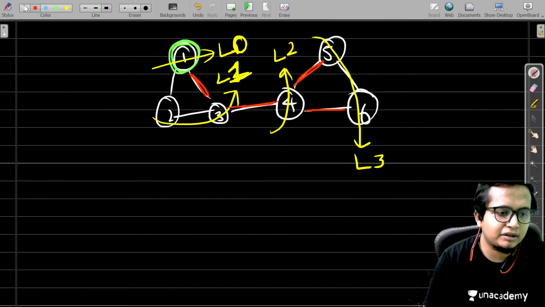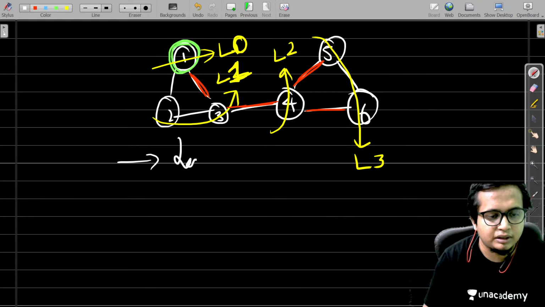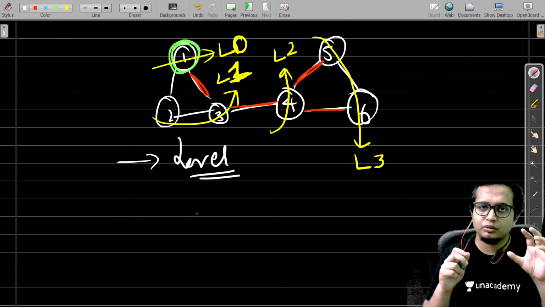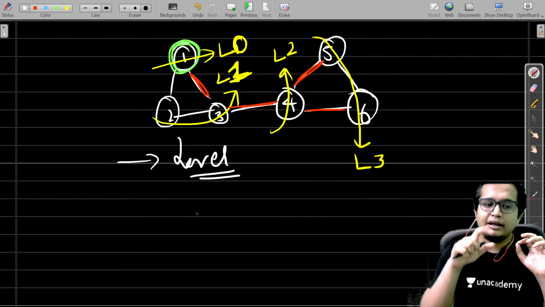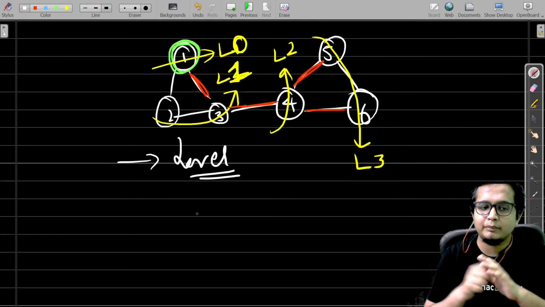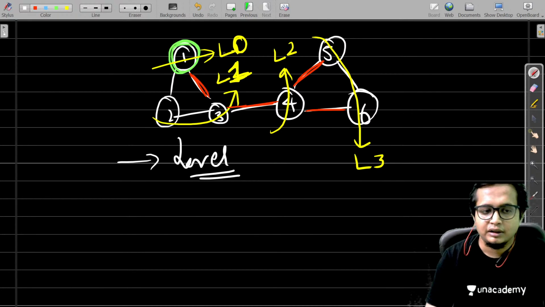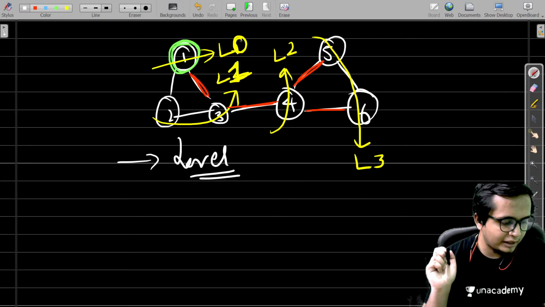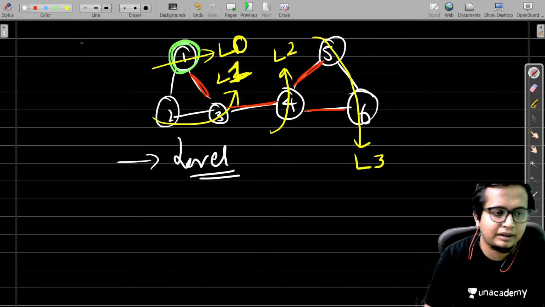So just tell me if the concept of levels is clear to you guys. What do levels actually mean? Level just tells me how far apart this node is from the source node in terms of the number of edges. For the source node, this is obviously 0. For the nodes that are directly connected to the source node, this is 1. And similarly you can calculate. I hope it is clear.